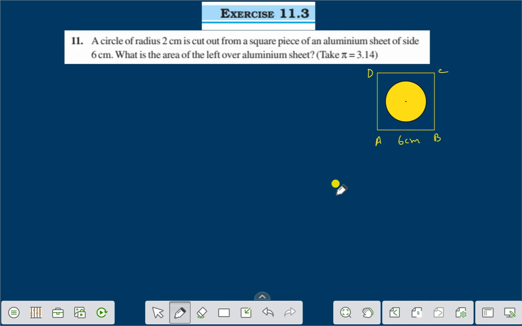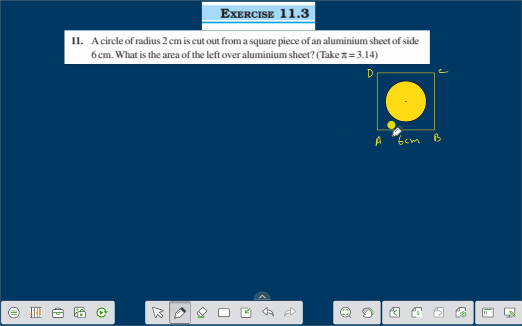Hello everyone. Today we shall discuss exercise 11.3 question number 11. A circle of radius 2 cm is cut out from a square piece of an aluminum sheet of side 6 cm. What is the area of leftover of aluminum sheet?